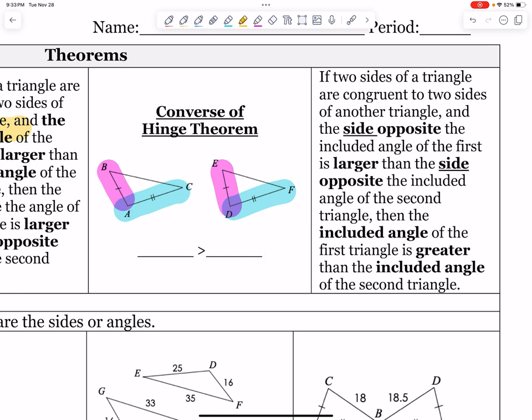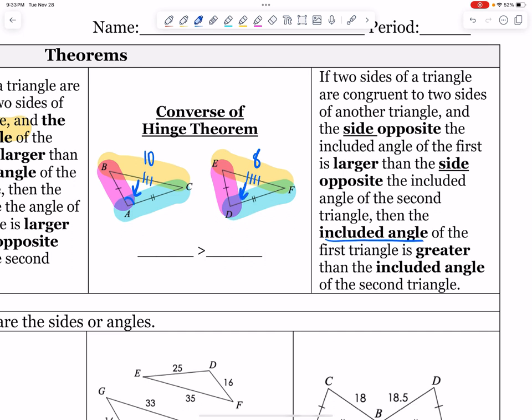That's like a mouthful to say, but here's what it's saying. If you know for sure that BC is longer than EF, if you are given, so let's go ahead and put some marks on it just to show you. If you know, I'm going to put 3 here, I'm going to put 4 here just to show it's different. If you know that this is larger, so let's assign a number to it. So like maybe this was 10 and this was 8. If you know that, that must mean that this angle, the angle across from it, is opened up wider. The included angle of the first triangle is going to be greater than the included angle of the second triangle.